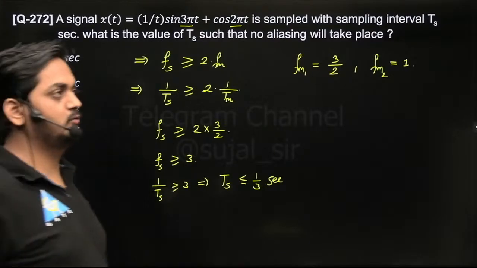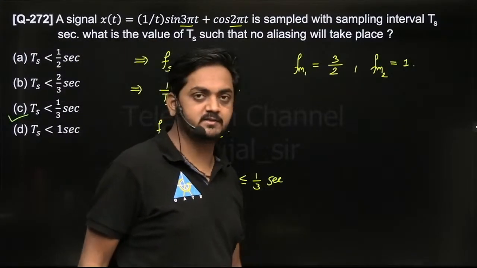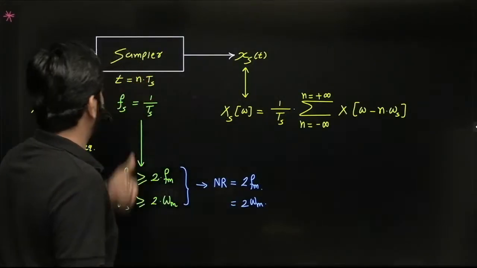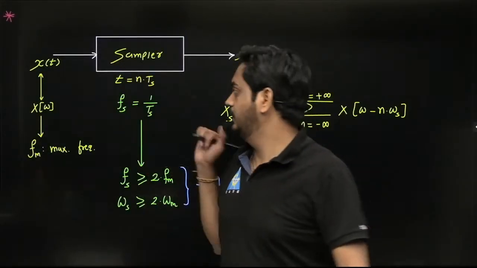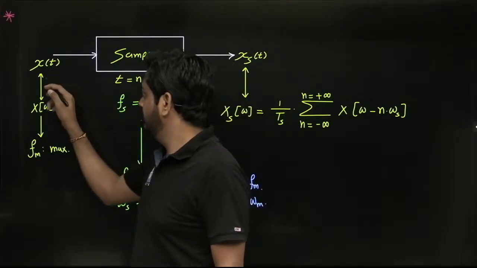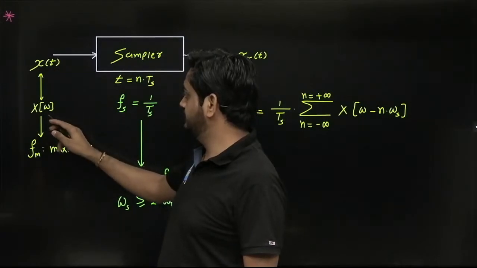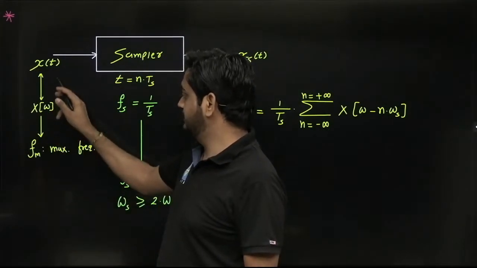So these are the important questions from sampling and the sampling theorem, guys. This concept you can remember. This is the sampler. In that we have to replace t with nTs. x(t) is the continuous time signal. Here the Fourier transform of x(t) is X(omega), and it has a maximum frequency fm.